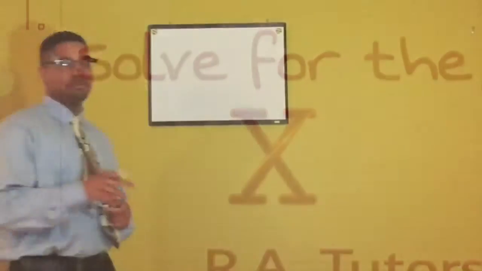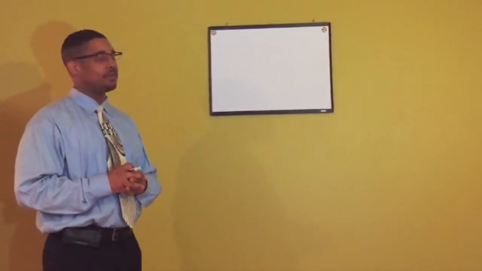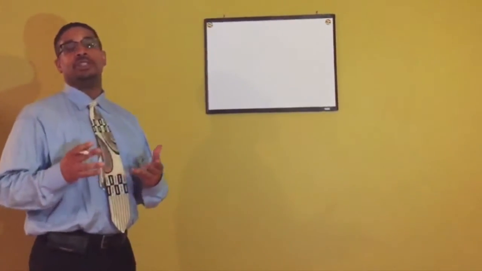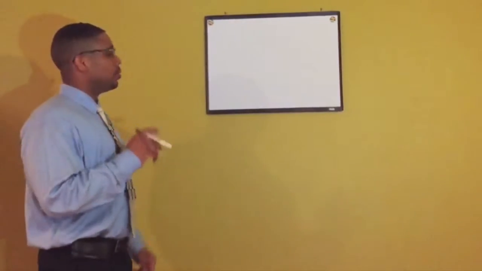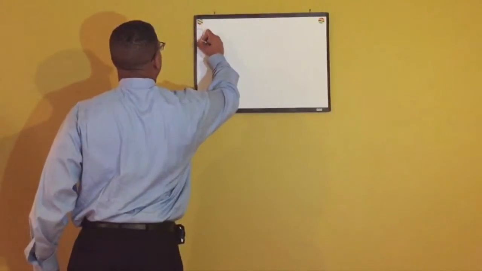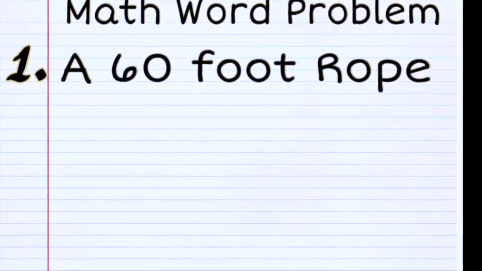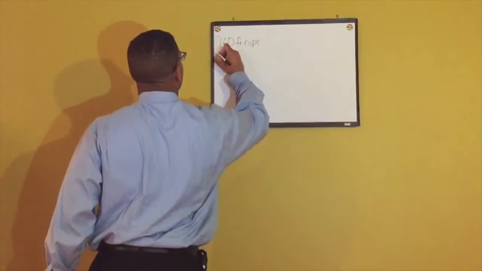All right, I'm going to actually extract the word problem from the verse you just heard. The first thing I'm going to do is give you the details of the problem. The 4 details that were there were first, 1, a 60-foot rope. That 60-foot rope was cut into 4 pieces.